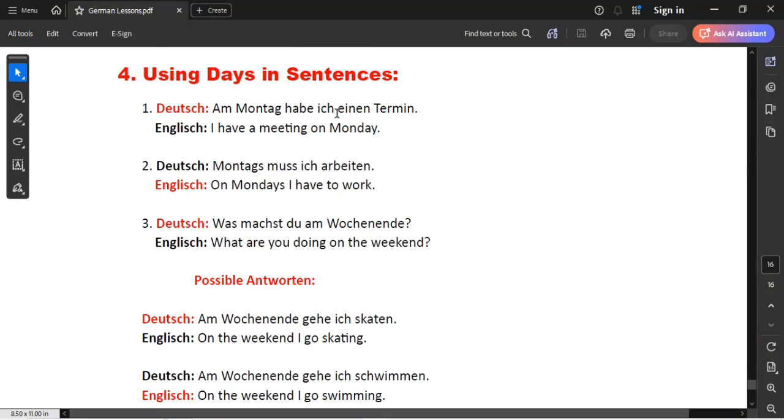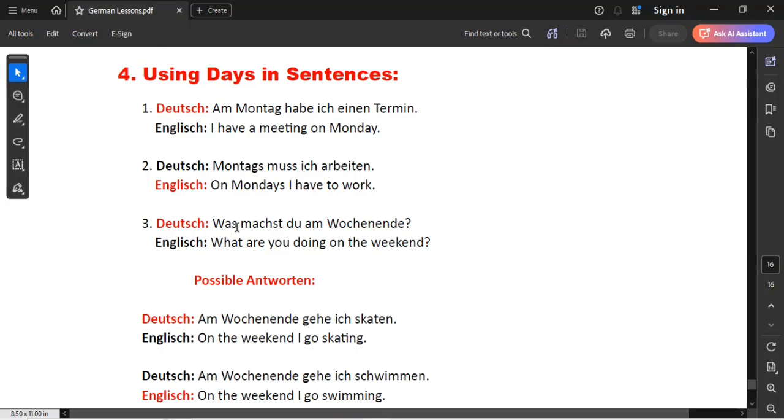Now, the last part, we are going to look at examples in sentences. The first sentence is: Am Montag habe ich einen Termin. That means I have a meeting on Monday. Remember, am Montag means on Monday. Example number 2: Montags muss ich arbeiten. On Mondays, I have to work.